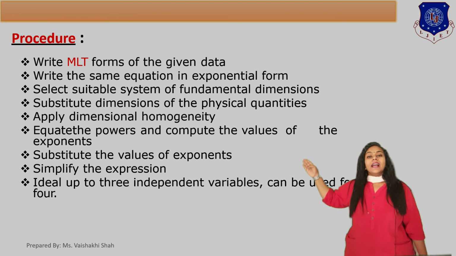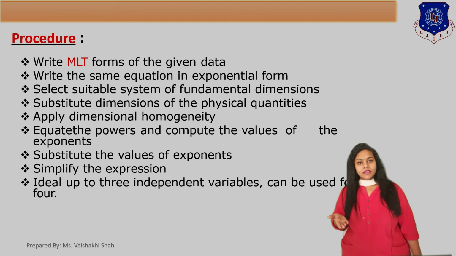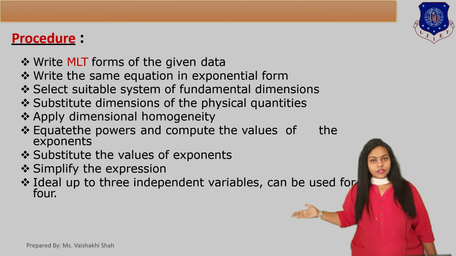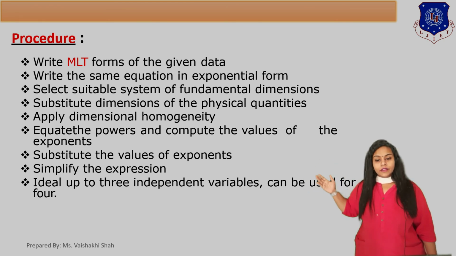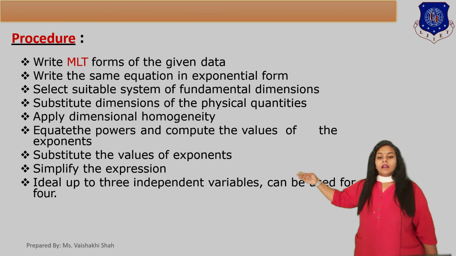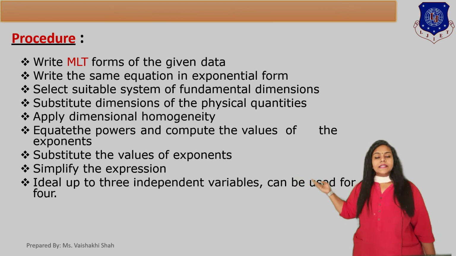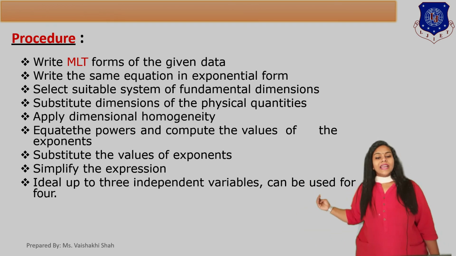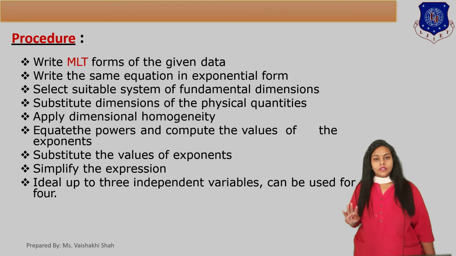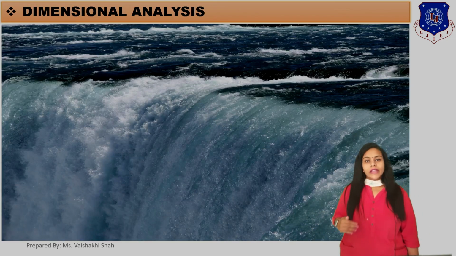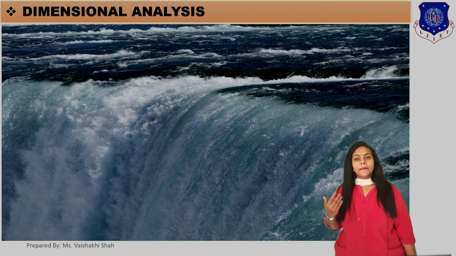Fifth, apply dimensional homogeneity. Clear? That we applied, okay, in the last example, dimensional homogeneity. Then equate the powers of the different values on the exponents. Substitute the values and simplify the expression. Ideally, up to 3 independent variables can be used for 4. Clear? So this is the step-by-step procedure for solving any example by using the Rayleigh method.